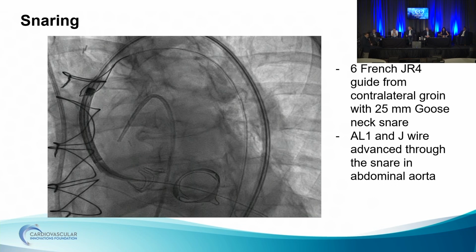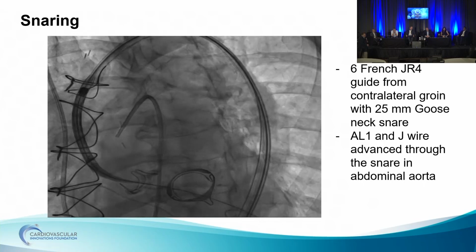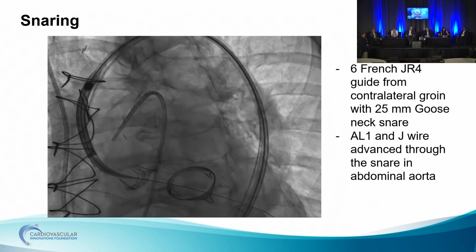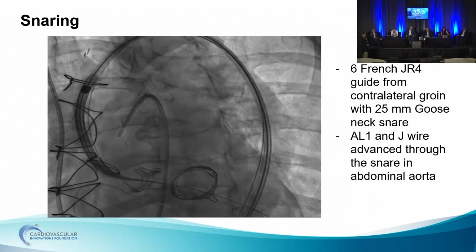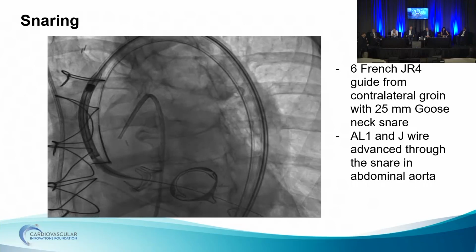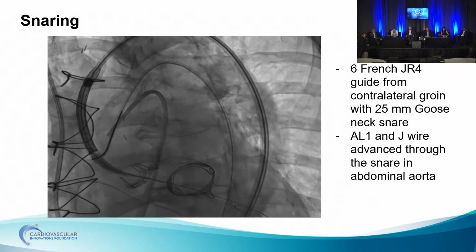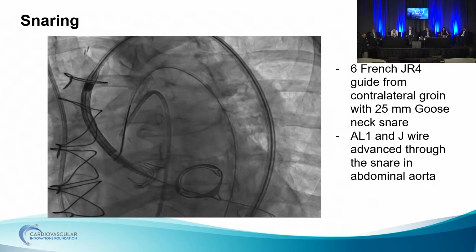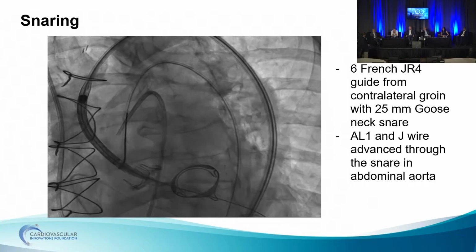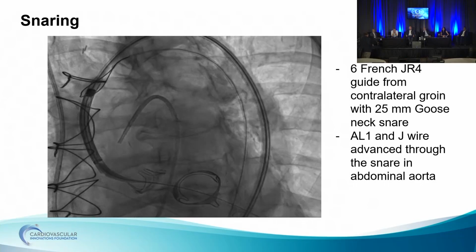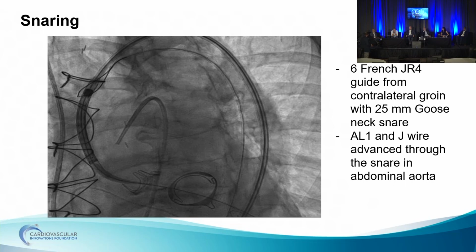But I think this is an important tip and technique which everyone who does these cases needs to learn. We used a 6 French guide from the left side and a 25 millimeter gooseneck snare, snared the wire, and we were able to pretty easily get the snare all the way to, not into the capsule, but almost at the tip, and then pull, as you can see here. And then we had to recross. It was fortunately not that difficult to recross the valve despite being very stenotic.